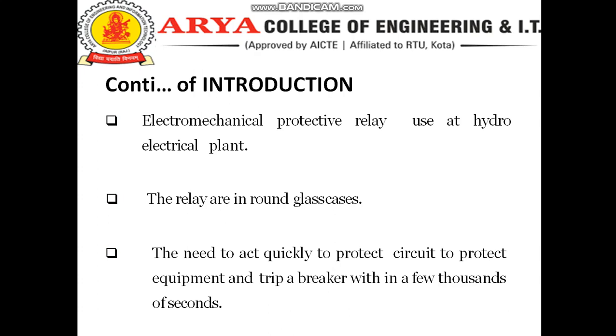In continuation with the introduction, electromechanical protective relays are used at hydroelectric plants. The relays are in round glass cases. They need to act quickly to protect circuits and equipment, and trip a breaker within a few thousandths of a second.